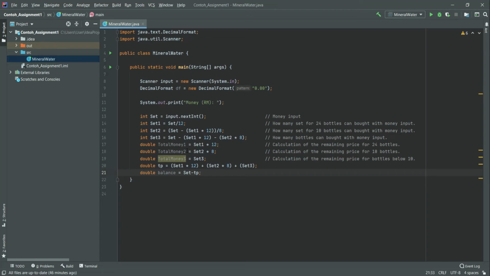Next double total money 1, for calculation of the remaining price for 24 bottles. Total money 2, calculation of the remaining price for 10 bottles. Next total money 3, calculation of the remaining price for bottles below 10. Double TP, where TP means total price, is the total price for all set 1, set 2 and set 3. Next double balance: the money input minus total price.